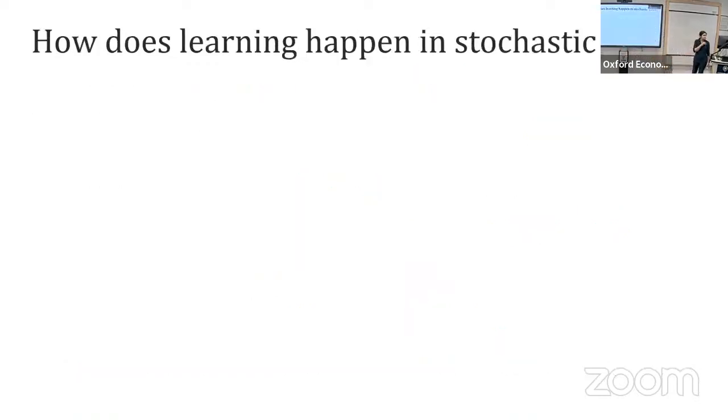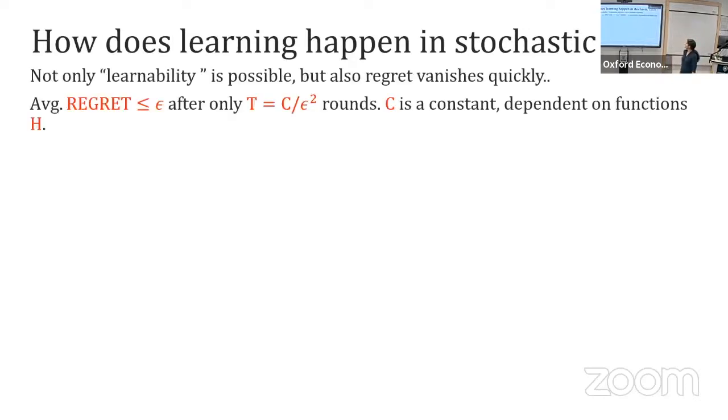Now, how do we learn in stochastic settings, and why do I refer to this as a vanilla easy case? Not only is learnability possible in the vanilla setting, you should really think about this as exceedingly easy. As in, you converge to that 0 really, really quickly. In fact, if I wanted my average regret to be less than epsilon, you kind of run in time about 1 over epsilon squared times some constant, which is only a function of your hypothesis class.